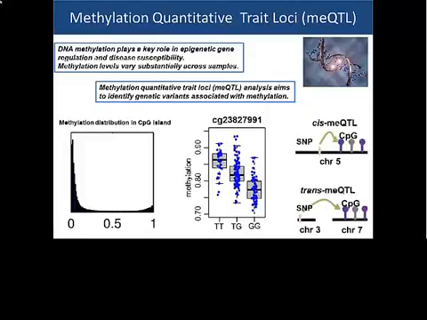The meQTL can be classified into 2 categories. We call this cis if the SNP and the targeting CpG sites are very close, or trans if the CpG site and the SNPs are far away, or they are located on different chromosomes.